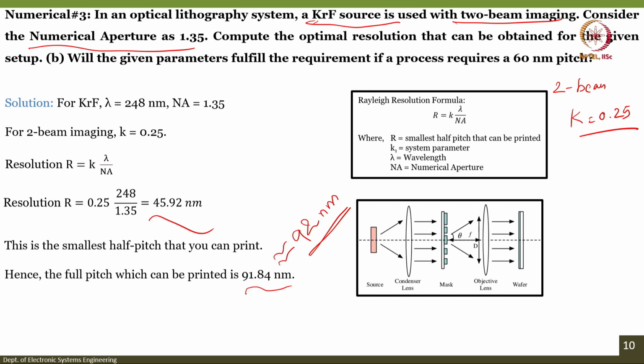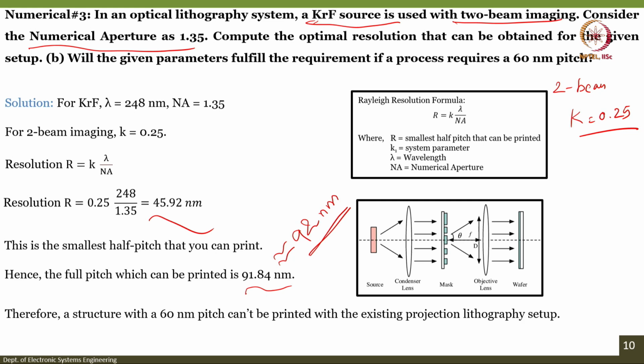So will the given parameters fulfill the requirement if a process requires 60 nanometer? Based on the lithography system details that have been provided, it can successfully produce 92 nanometer pitch. You want to go even lower than that. Can you do that in this system? No. Then how do we do that? So with this system or given scenario, we cannot print 60 nanometers. There is some more magic, some more alternative, some more resolution enhancement technique you have to perform. That is what we will see. To improve resolution, it is mentioned that RETs will be used.